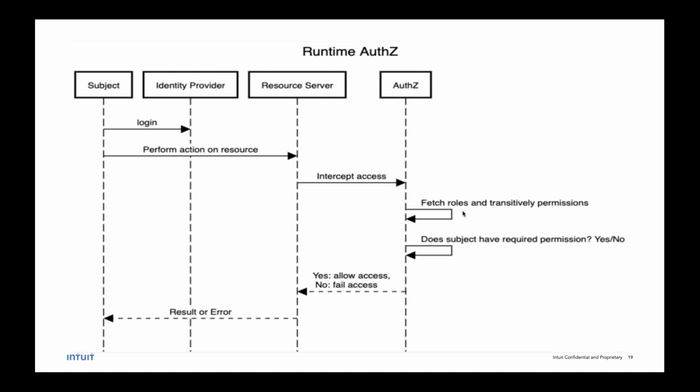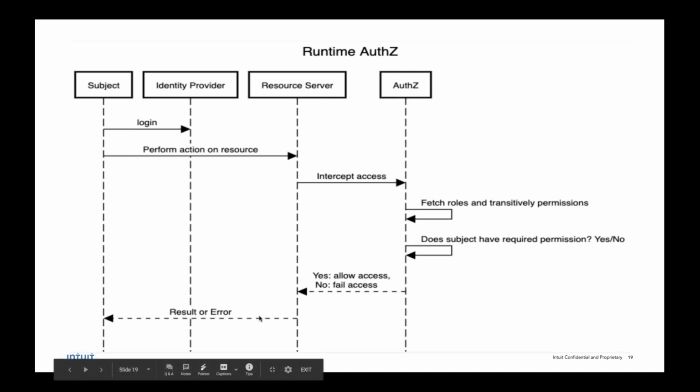Auth fetches roles and, transitively, all the permissions, and in the RBAC model, it does a simple check to see if this permission exists, that is, whether the subject is allowed to access this resource for this action. If yes, access is allowed. If no, it fails and an error is returned to the end user.